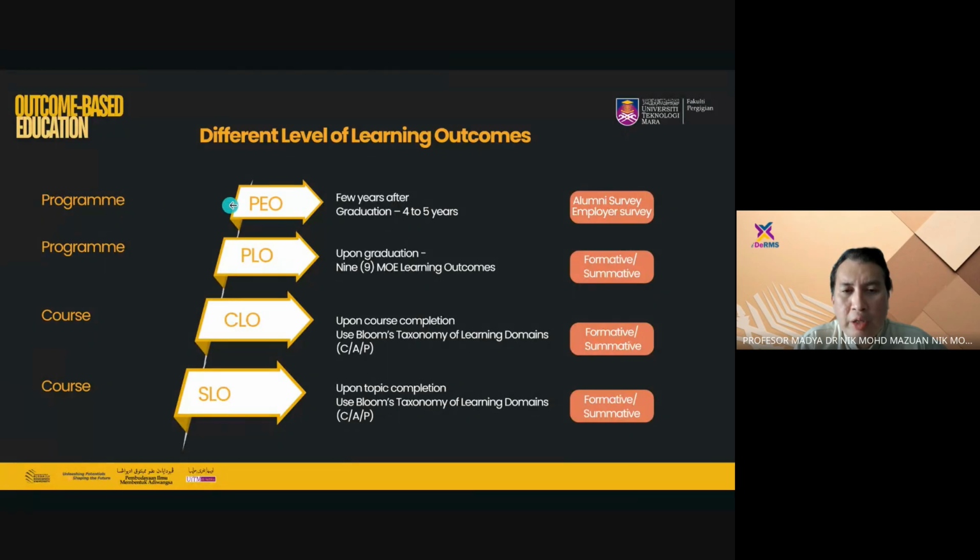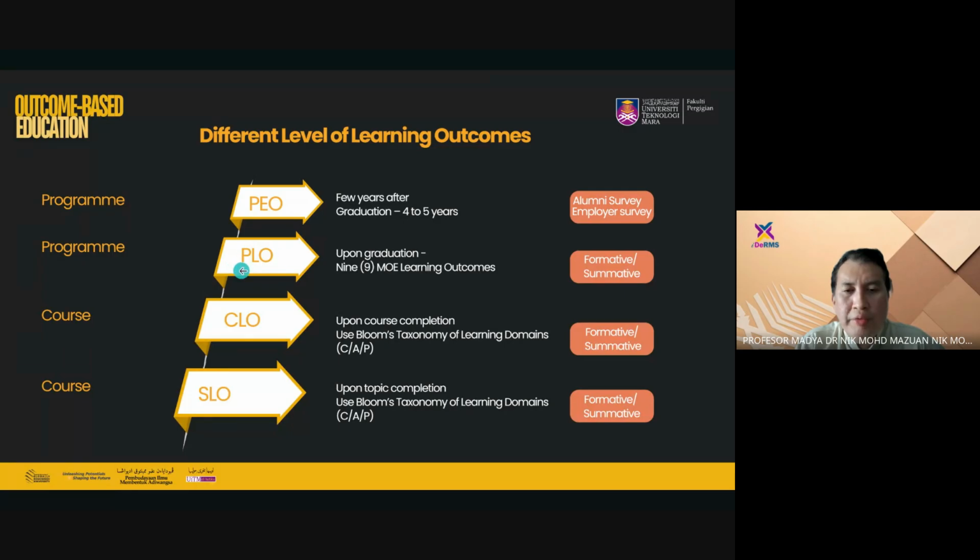In our faculty, we have at least 14 programs: 10 postgraduate coursework programs, 2 undergraduate, and 2 research programs, and every single program has a PEO. Program educational objective. Moving down, after the PEO, we have PLO.